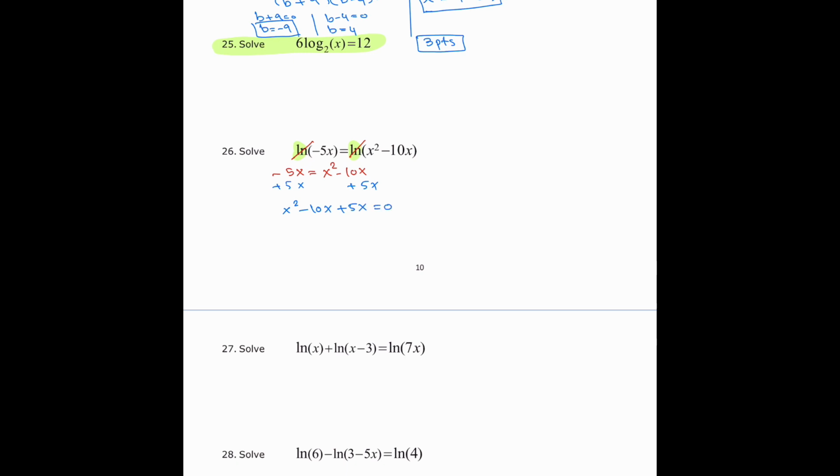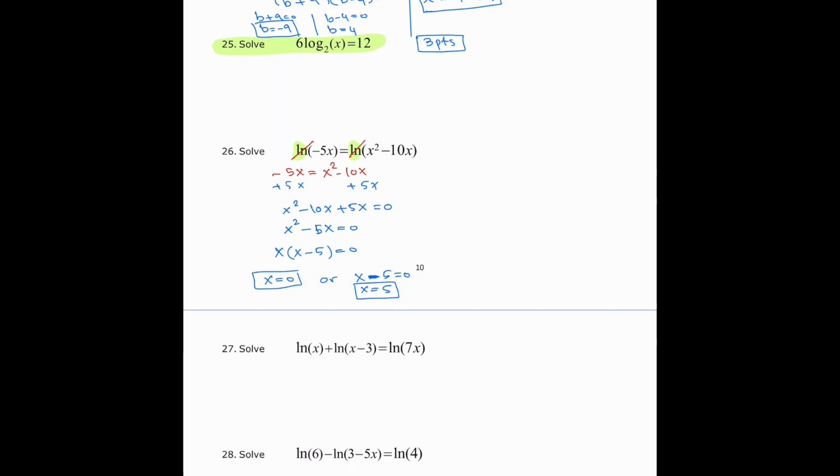And now, x squared minus 10x plus 5x is x squared minus 5x equals 0. So you're going to pull x out as a common factor. You will end up with x times x minus 5 equals 0. So we have either x is equal to 0, or x minus 5 equals 0, which will give you x is equal to 5.